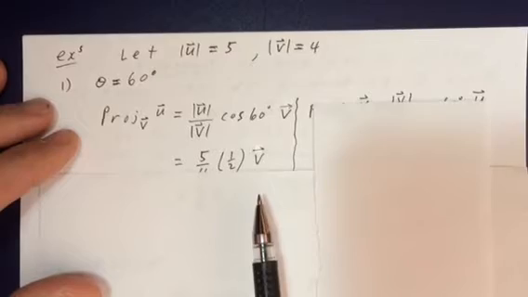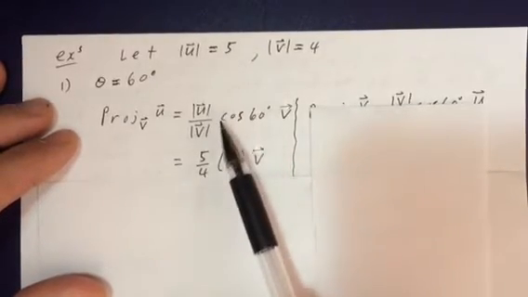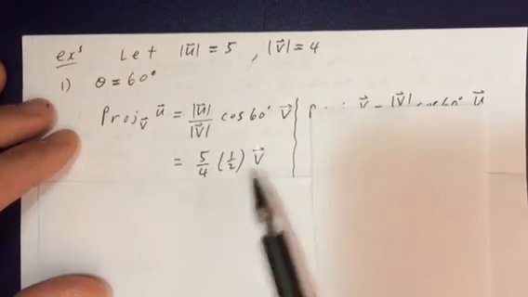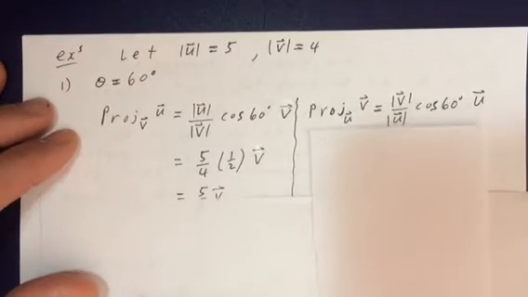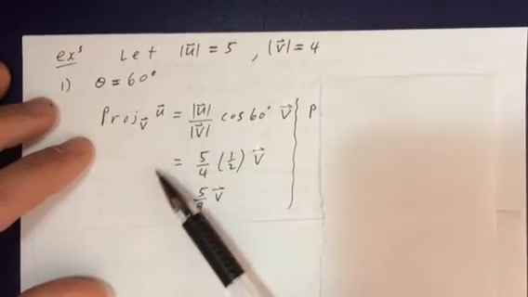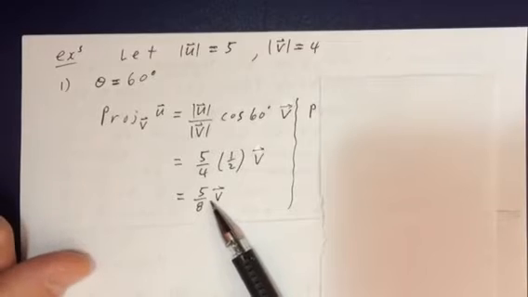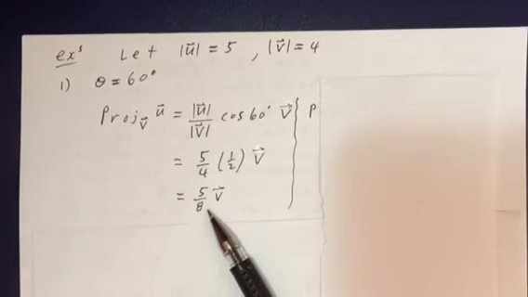Plug those numbers in. Cos of 60 is 1/2. Magnitude of u is 5. Magnitude of v is 4. Multiply it by the vector v, and that's what you get. So the projection of u onto v is a vector in the direction of v that is 5/8 the length of v.